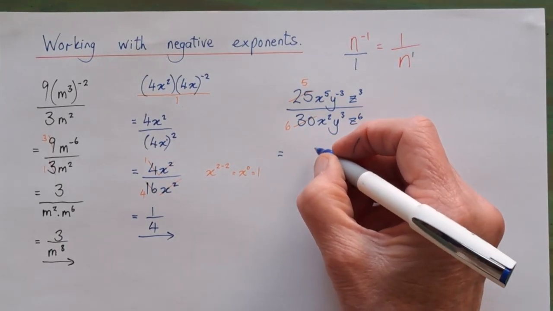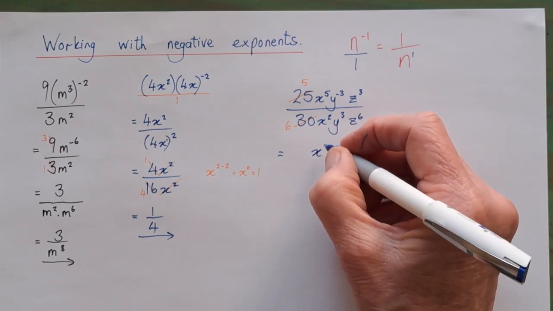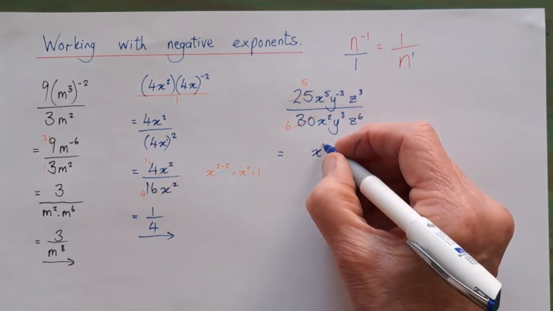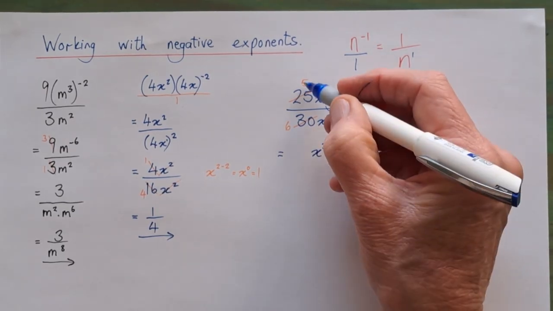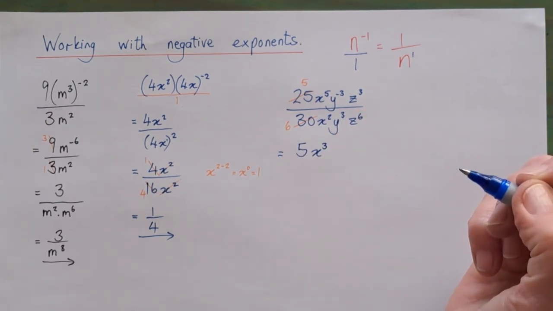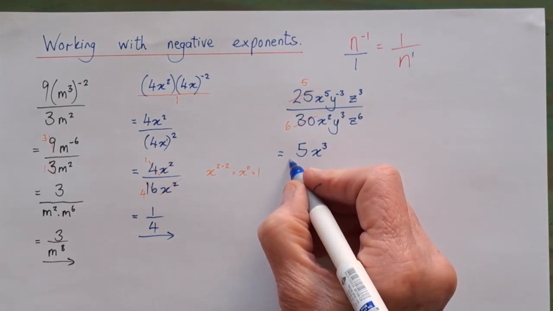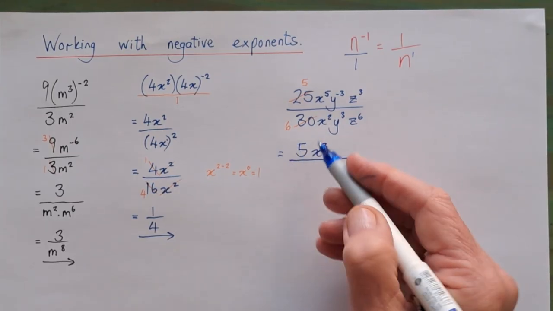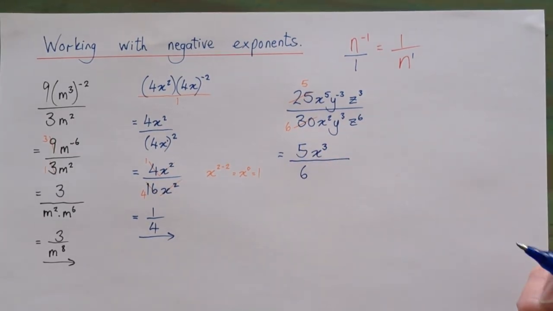So that x is going to remain up at the top. And the difference between 5 and 2 is 3. But let me not forget to write down my 5 that's left over there as well. I already know I've got a denominator because there's a 6 there, so I'm going to set it up.